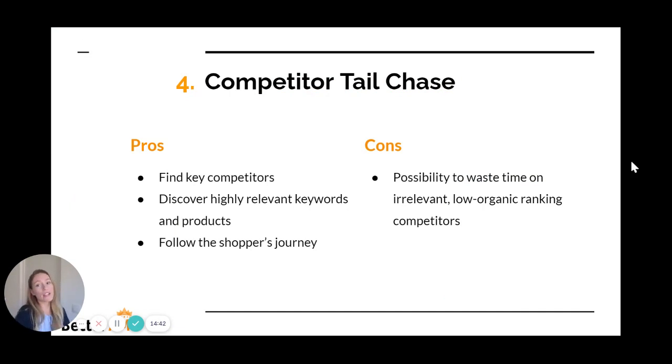So for the competitor tail chase, the pros here is that you're going to find key competitors and you're going to discover highly relevant keywords and products. A lot of synonyms, a lot of things that maybe you just haven't thought about because it's not directly obvious. So you're going to find it's a treasure trove. And you're also going to follow the shopper's journey. A lot of shopping on Amazon happens via the product listing pages. Okay, it doesn't always happen through the search term results. So you're going to be following that directly.